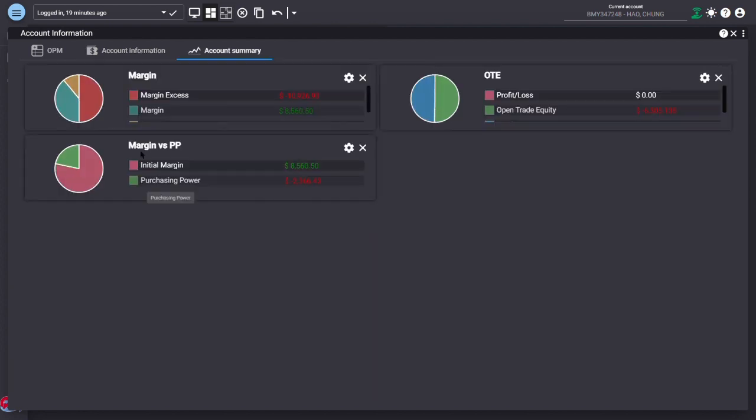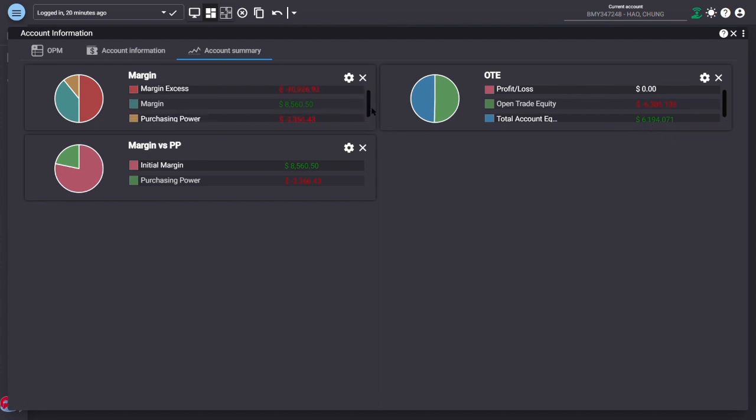The account summary shows your margin and the purchasing power, and of course the open trade equity of your account. Here it shows that I have lost around 6,300 as I've said earlier, and this is the total account equity, which means I only have $6,200 left. The purchasing power shown in the top left chart equals the difference between margin excess and margin. So a negative purchasing power means that you do not have the money to buy even more stocks. If you wanted to increase your purchasing power to a positive value, you need to let go of some of your units.